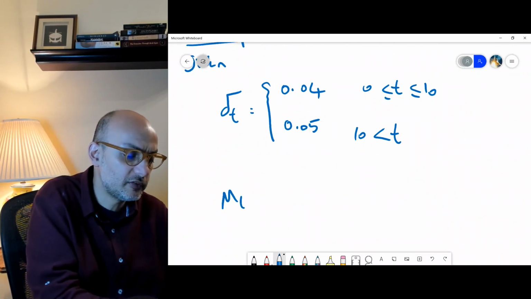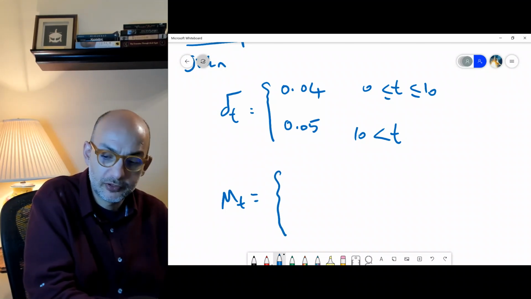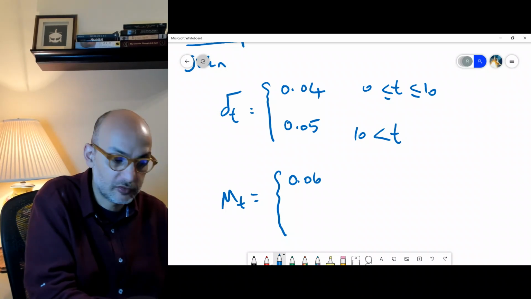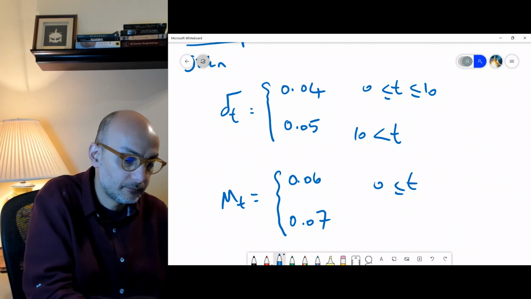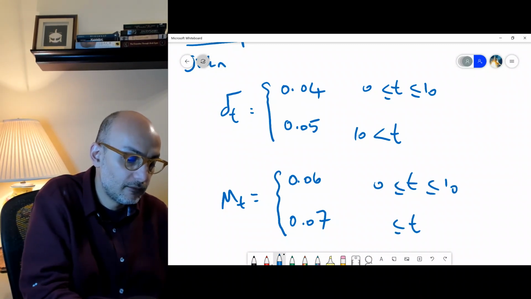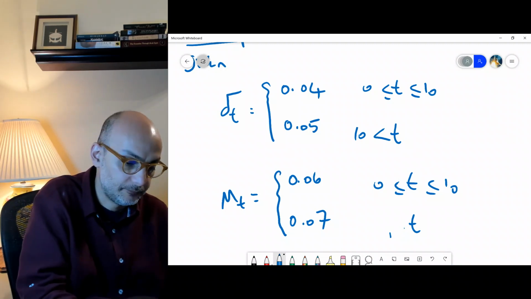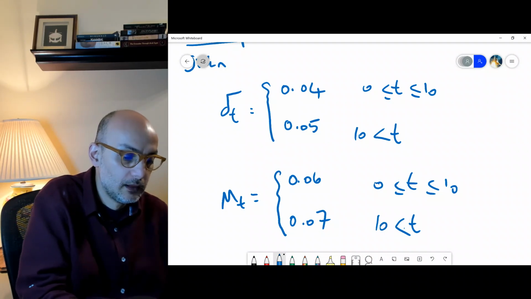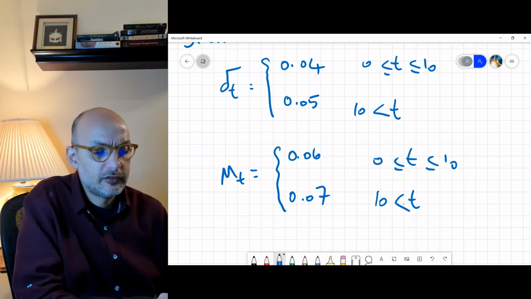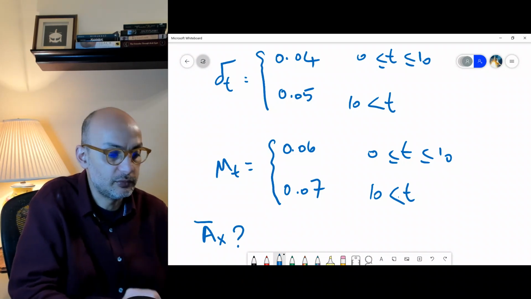Same logic for this question. We have mortality also, it has a shifted mortality. So mortality here is 0.06, sorry, and 0.07 for the same period, for t greater than 10. It looks difficult, but it's very simple to handle them if you know the relationship I gave you the last time. And the question is to find this one.